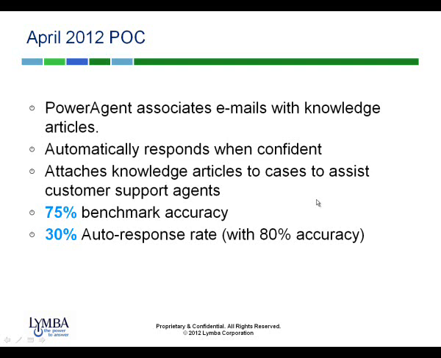The data that we used for the proof of concept is Salesforce's internal customer support data, and we ran a benchmark on that data using PowerAgent, and it got 75% of the emails correct, meaning that it identified the correct knowledge article for 75% of the incoming emails, which translates into a 30% auto response rate, which means on almost 1/3 of all of the customer support requests, PowerAgent was confident enough to send out the related article, and the email sent out had a very high accuracy. We found that it had an 80% accuracy on the test data.